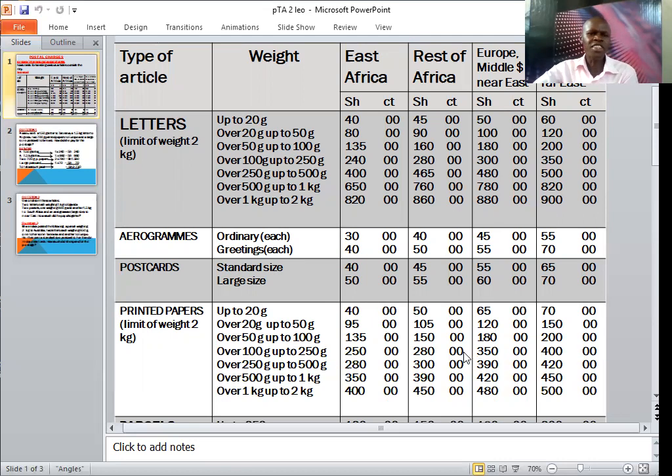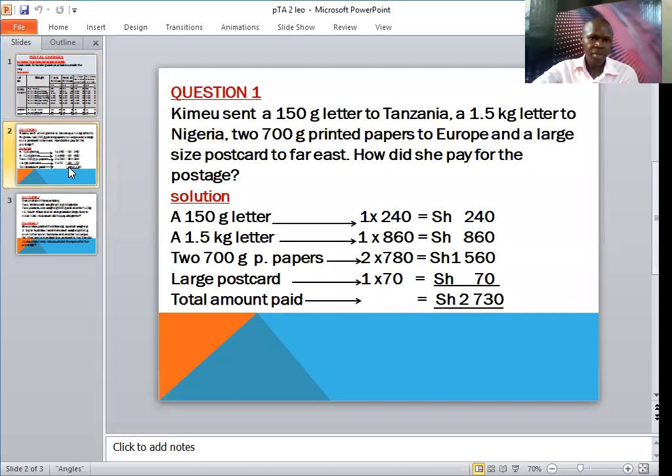Now, we have a sample question here that I would like us to work out together. As a learner, can you be very keen? Can you follow the way the teacher is going to work it out? Then after this one, I'll give you your own questions. I'll give you questions you work out on your own, at your own time. Now, this is the first question we want to work out together.